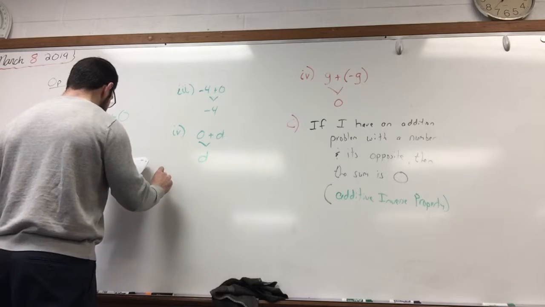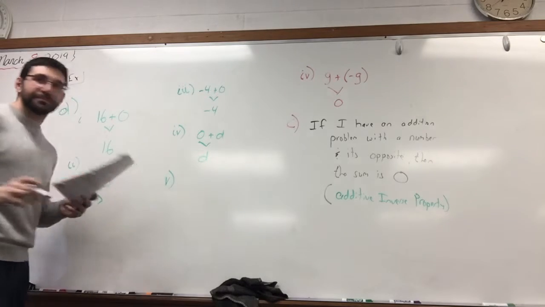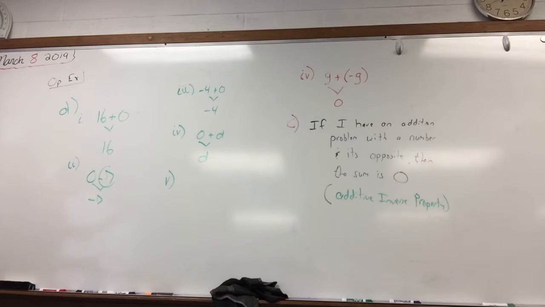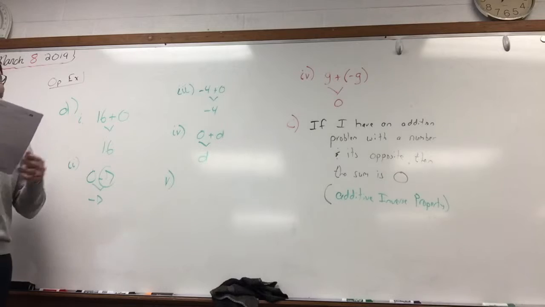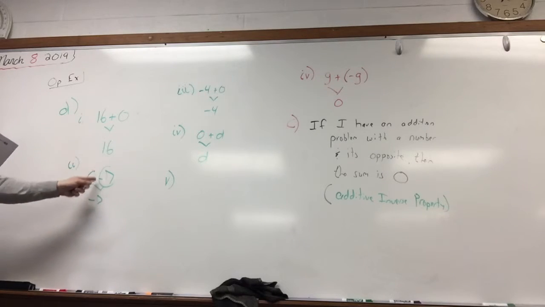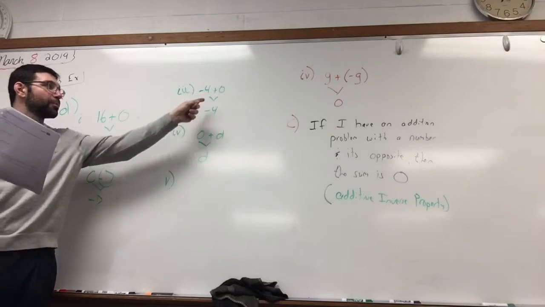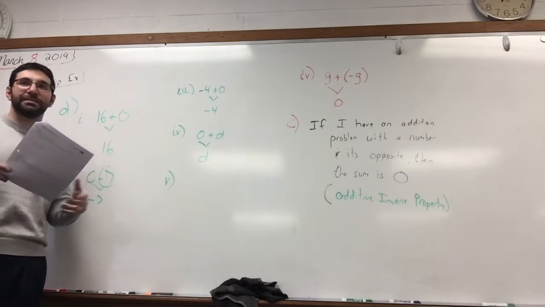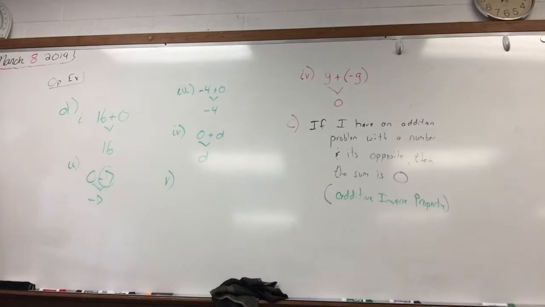Perfect. So now we're on V. Okay, Corey. It says, what do you notice in parts I through IV? What's happening here? So we had 16 plus 0, we got 16. 0 minus 7, we got minus 7. Negative 4 plus 0, got negative 4. 0 plus D, we got D. There's all zeros. But what's happening when there's those zeros? It's just the same number.